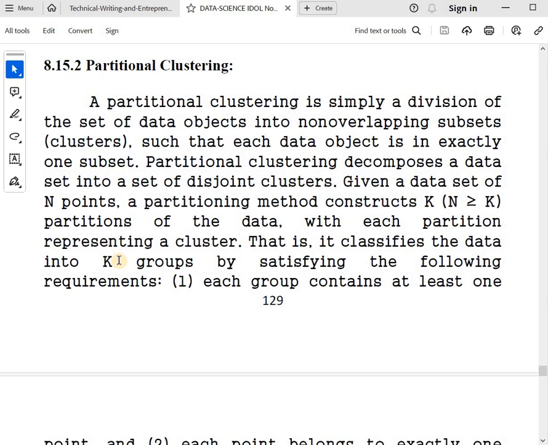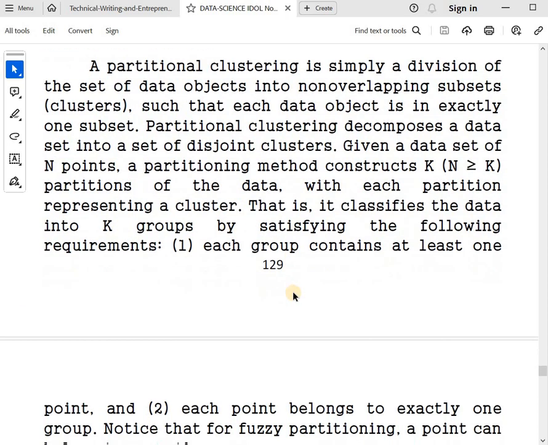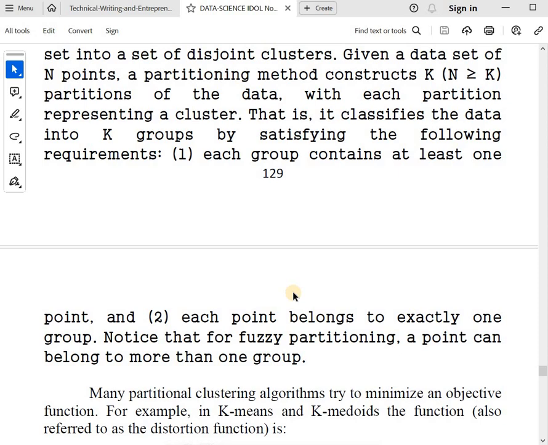Now, we have k groups which are supposed to satisfy two requirements. The first requirement is that each group contains at least one point. Each group should contain at least one point. And the second requirement is that each point belongs to exactly one group. Each point belongs to exactly one group.